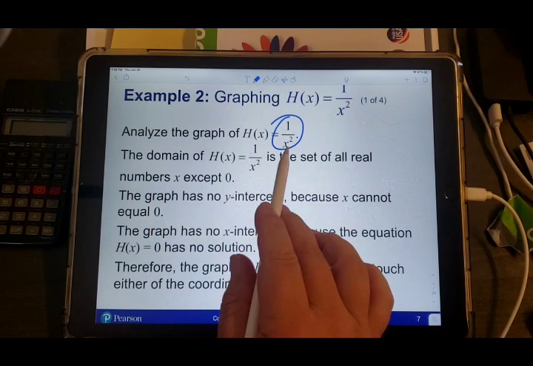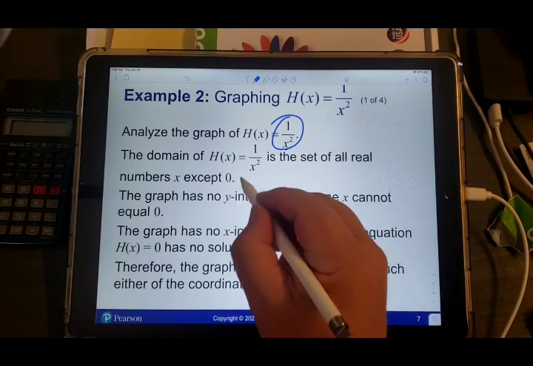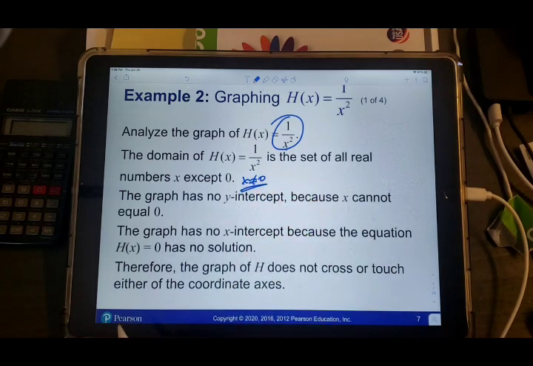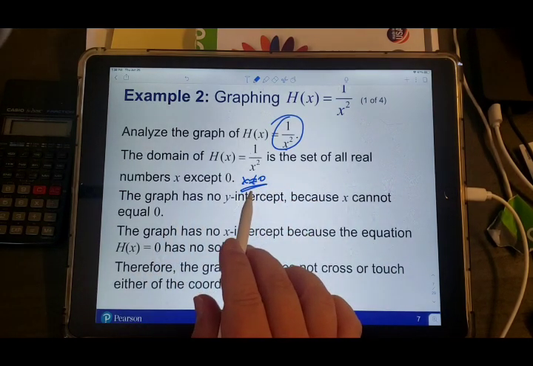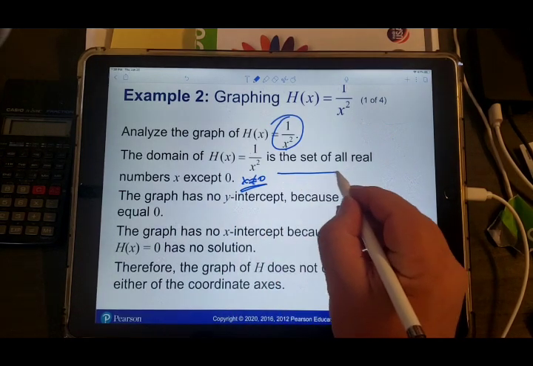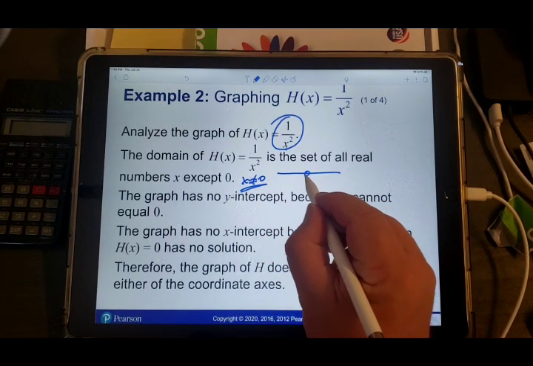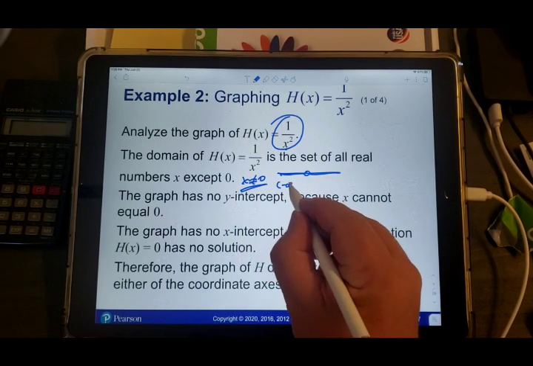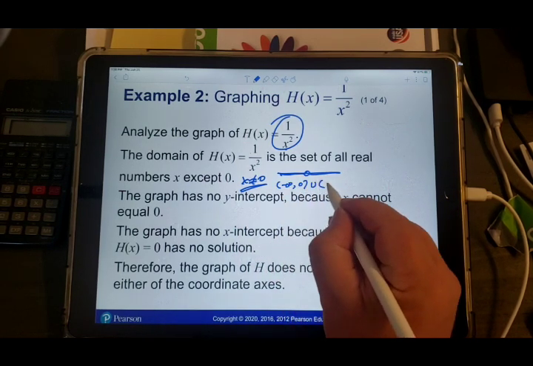The domain, well, the denominator cannot equal 0, so x not equal to 0. By the way, sometimes when they talk about this, what they're talking about is the whole number line without 0 in it, which is 2 intervals. So they might have you write it this way.